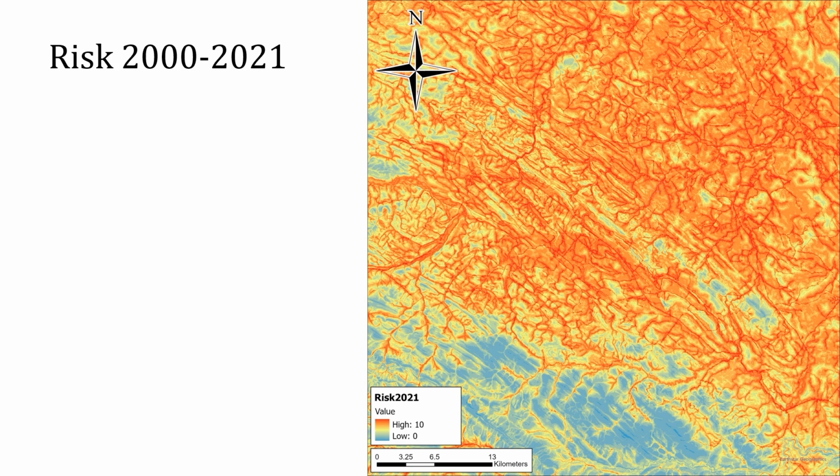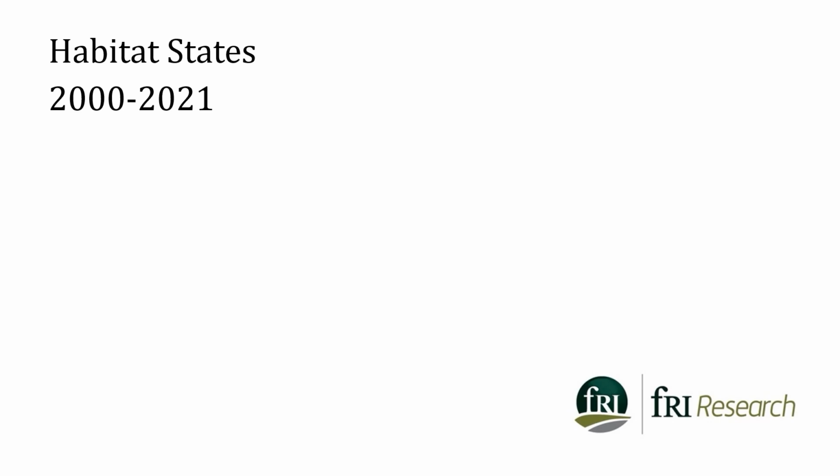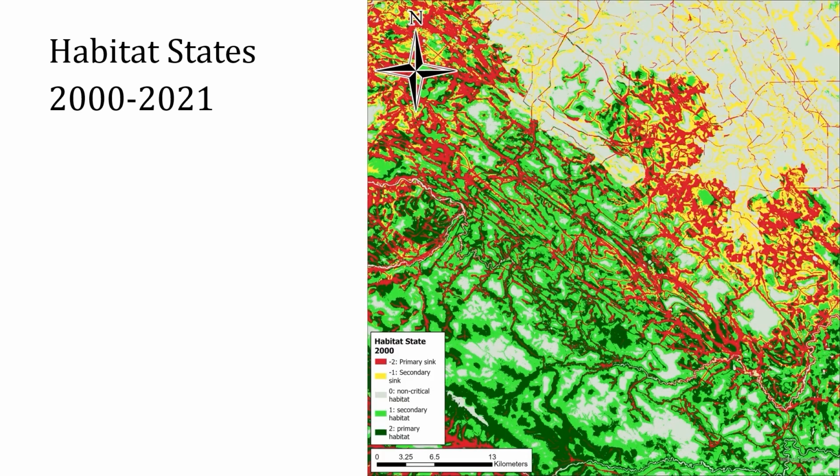Now let's combine our RSF and risk outputs and look at them under the lens of the habitat states output from 2000 to 2021. Beginning with 2000, if you recall from RSF, we had high RSF in this area, in our core area here, and we had fairly low risk. And this reflects with this, being that now we see that we have fairly high amount of secondary habitat and a decent amount of primary habitat, while having a lower amount of primary sink and secondary sink.